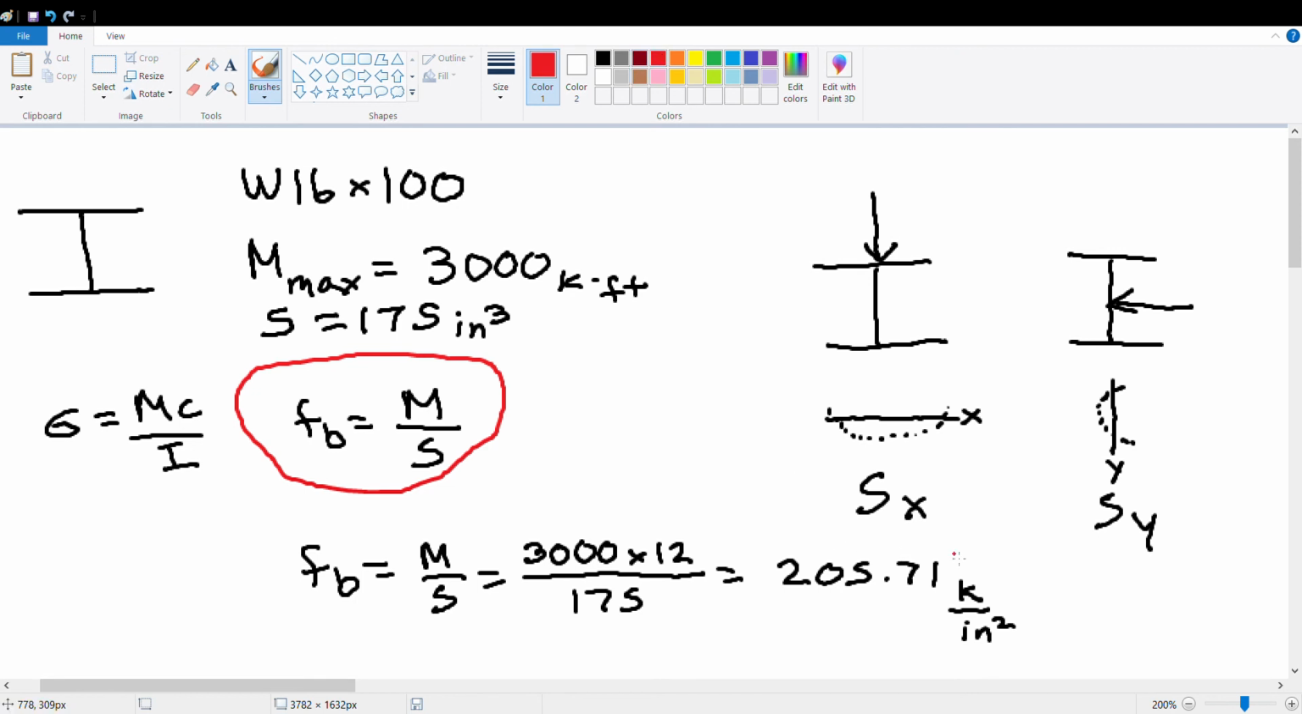Now, listen, your answer choices might be in psi, and all you have to do is multiply this answer by 1,000, because to go from kips to pounds, you just multiply by 1,000. But that's it. Real quick, they gave you the beam, which is W16 by 100. They gave you the max moment, and all you had to do was find the section modulus from Table 1-1 of the steel manual, and it's just a simple plug and chug. The bending stress is moment over section modulus, and you get 205.71. Simple problem, should not take you more than 1 minute to do.